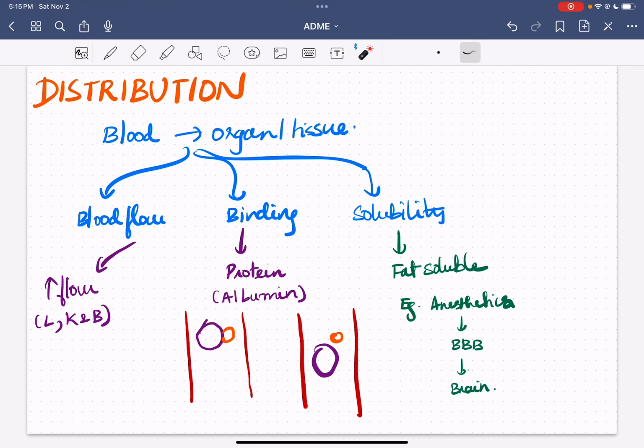So there are certain organs in our body that have very high blood flow. So the drugs are always going to prefer organs that have very high blood flow, because obviously most of the blood is going to those organs, right?